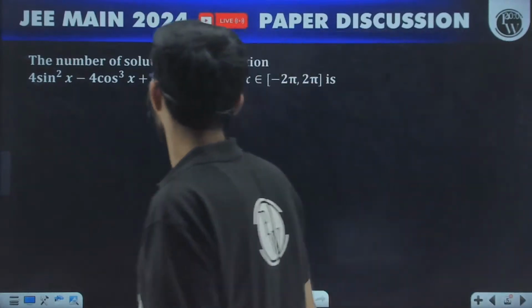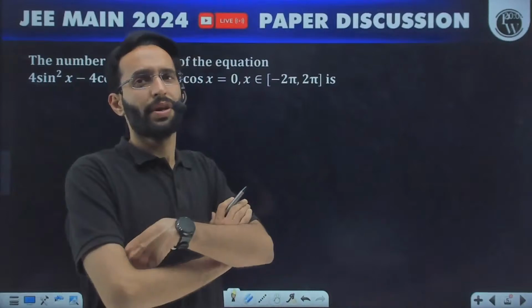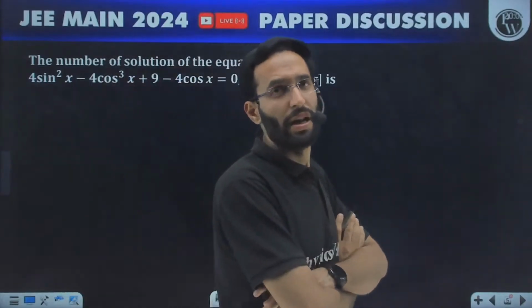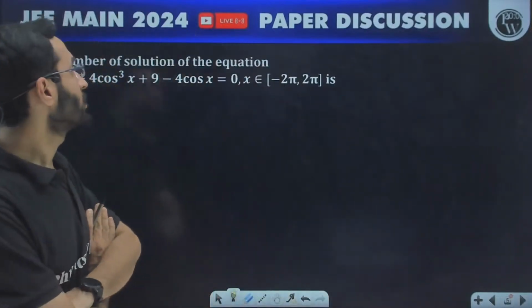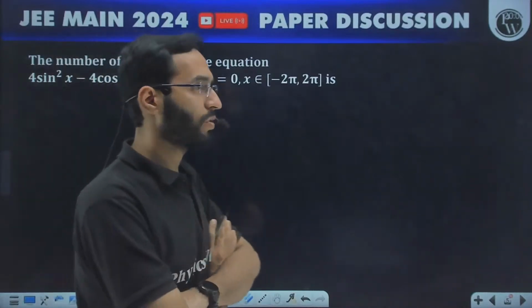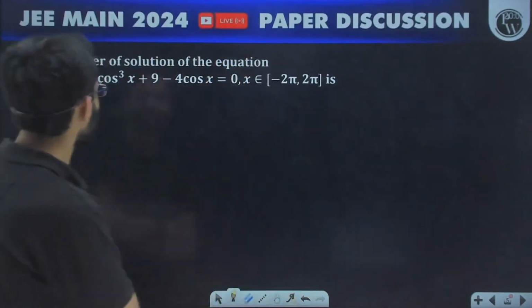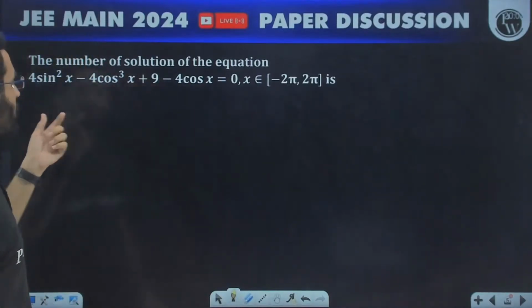The number of solutions of the equation. See, trigonometric questions. This time trigonometry was asked very rarely, very less portion of trigonometry. Let us try to understand. So here 4 sin square x minus 4 cos cube x plus 9 minus 4 cos x is equal to 0. If I simplify this, all terms are in cos, only the first term is in sine.